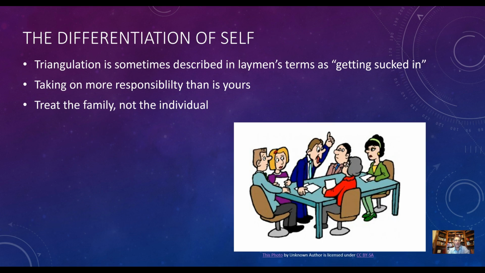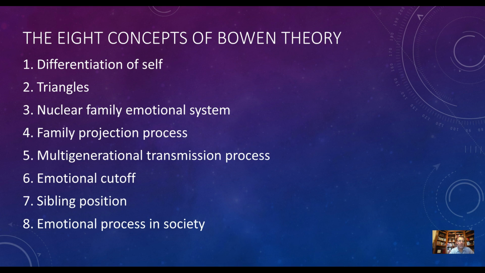Okay, and he also began to move from individual counseling, individual therapy, and he said we treat the family, not the individual. So he would say there's no such thing as a sick individual outside of the context of the family. Okay, here's his eight concepts, and we will go mostly today. We're going to talk about differentiation of self. We'll talk a little bit about triangulation and some of the others, but this is just a peek ahead.